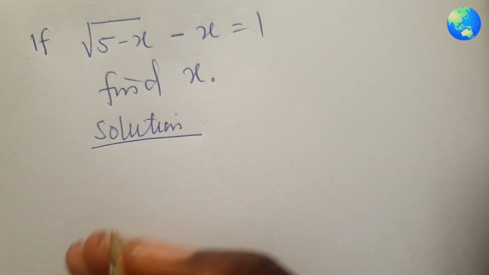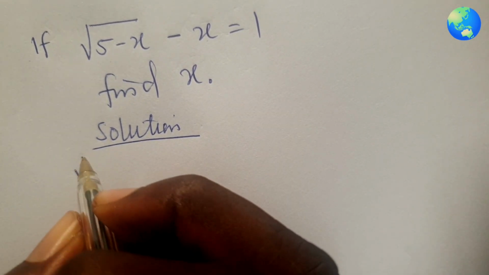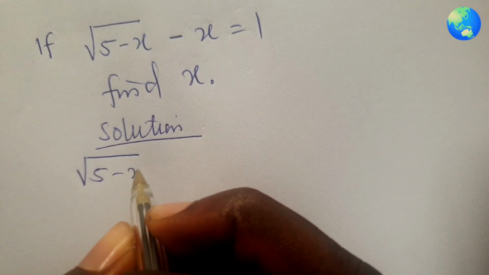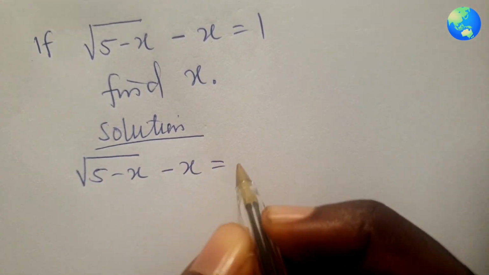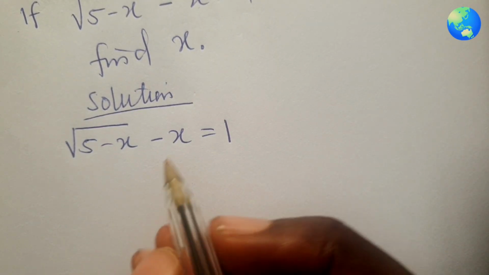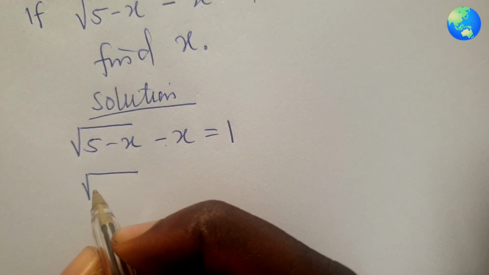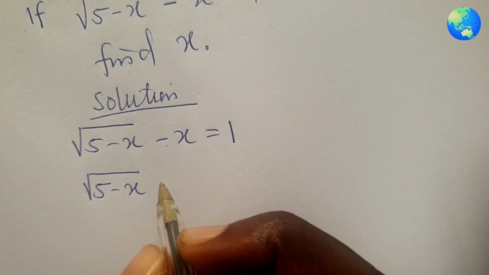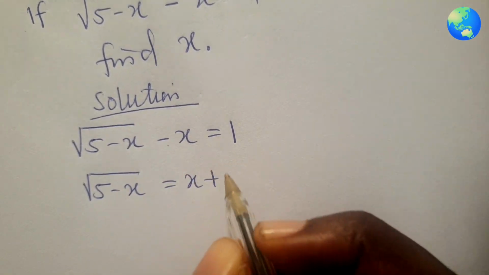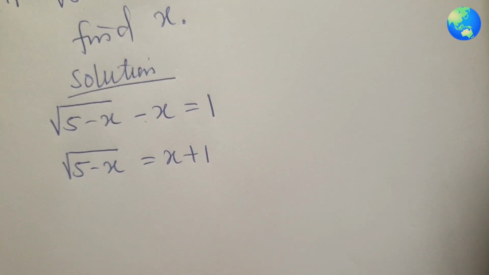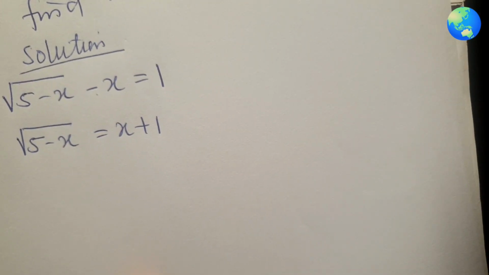So the first thing we'll do is let's rewrite this: square root of 5 minus x equals 1. Now I can take x to the other side, right? I'll be left with square root of 5 minus x equals x plus 1, that's if x crosses to the other side. But now let's firstly note our domain.